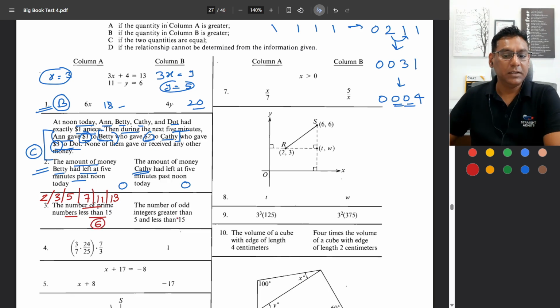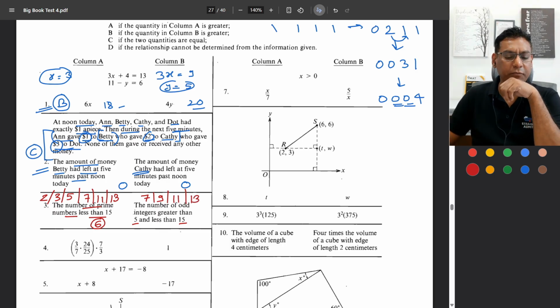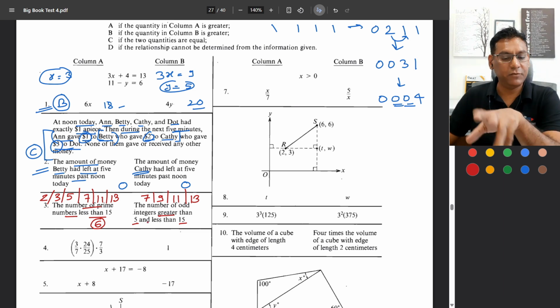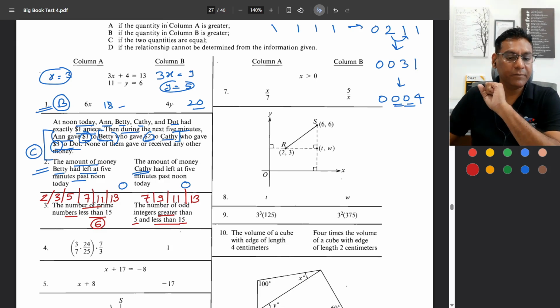Okay, number of odd integers greater than 5 and less than 15. So that's going to be 7, 9, 11 and 13, right? Am I including 5 and 15? No, I have to pick numbers greater than 5, so 5 can't be included. Less than 15, so 15 can't be included either. So what are these numbers? 1, 2, 3, 4. There are 4 such numbers. So 6 versus 4, answer choice A.